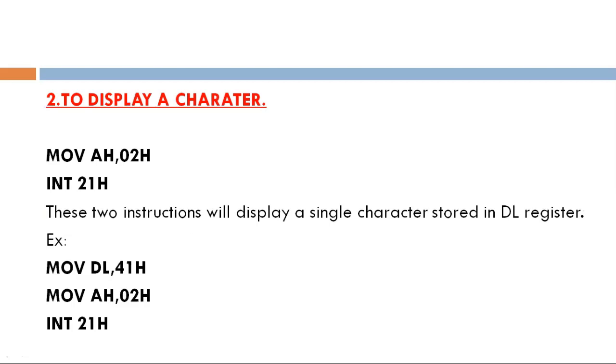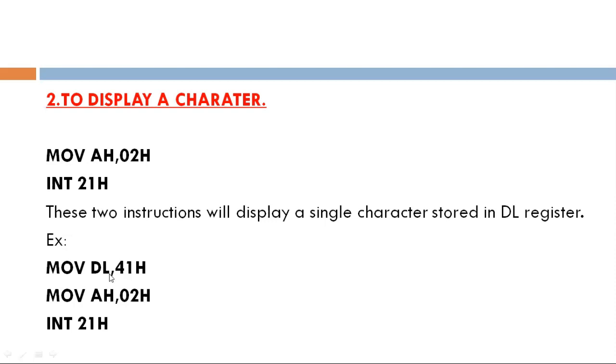Second one, to display a character. The instructions are MOV AH, 02H and INT 21H. These two instructions will display a single character which is stored in the DL register. So that character I need to store into the DL register. Example, MOV DL, 41H, MOV AH, 02H and INT 21H.